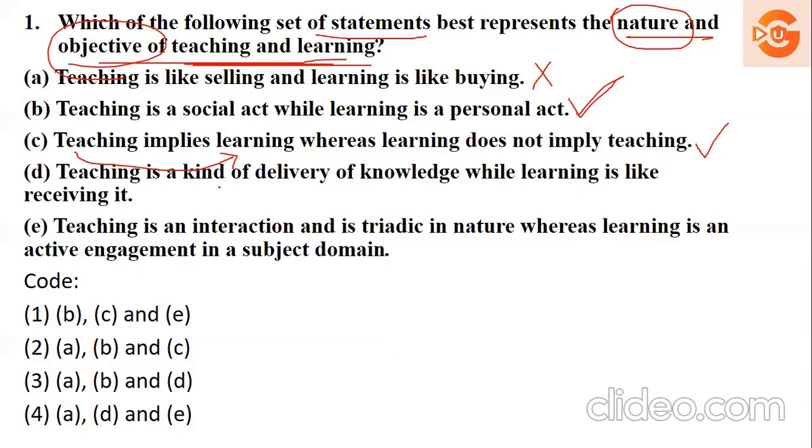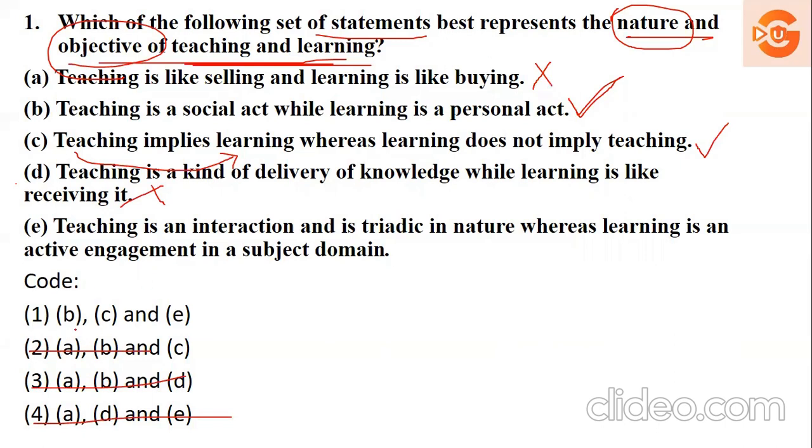Then we have teaching as a kind of delivery of knowledge and information, while learning is like receiving it. It is not like that; learning also can be, I can learn from you, you can learn from me. So it's like that system. Receiving alone cannot be it, so this again can't be an option. So if we go with D and A, reducing A and D wherever we have, then our option 1 is the correct one.